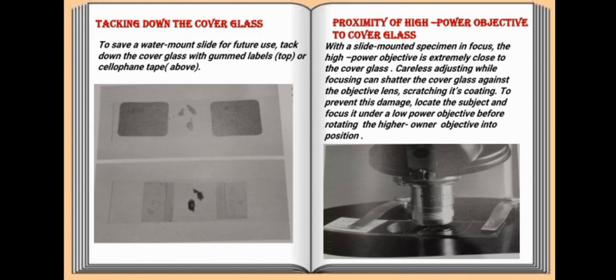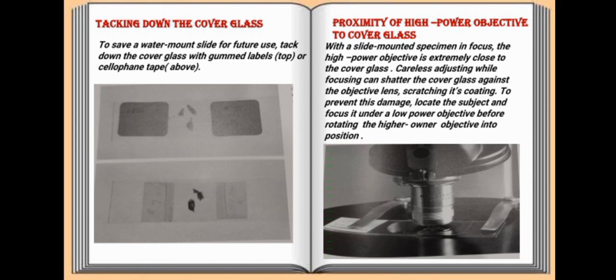Tacking down, or placing the cover glass, or we can call it the cover slip, properly on a slide is a crucial step in preparing a sample for microscopic examination. A cover slip helps to protect the samples and to ensure the correct spacing between the sample and the objective lens, and also minimizes distortion or damage to the specimen.